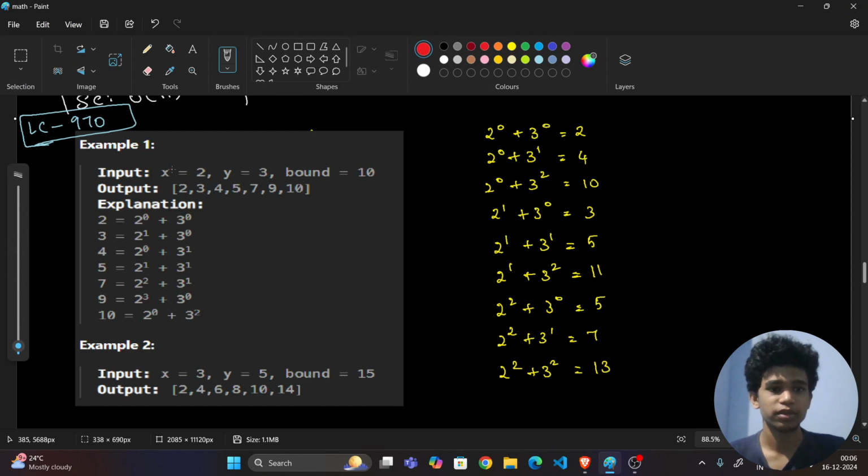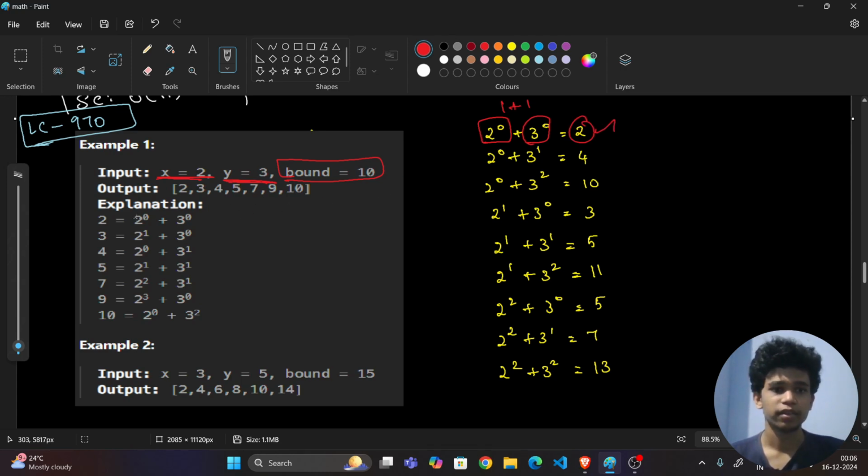So this is the first example. x is equal to 2 and y is equal to 3, and we want to make all possible numbers that are less than or equal to the bound, that means less than or equal to 10. First of all, I can take 2 power 0 and 3 power 0, which is 1 plus 1, equal to 2. Yes, 2 is less than 10, so I will take it.